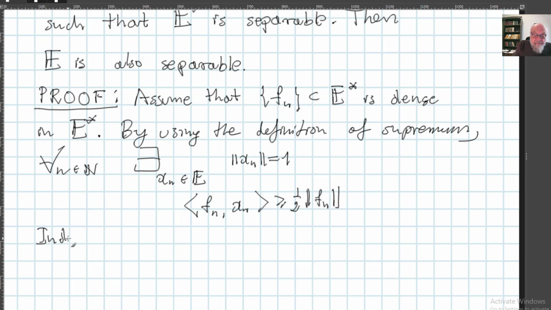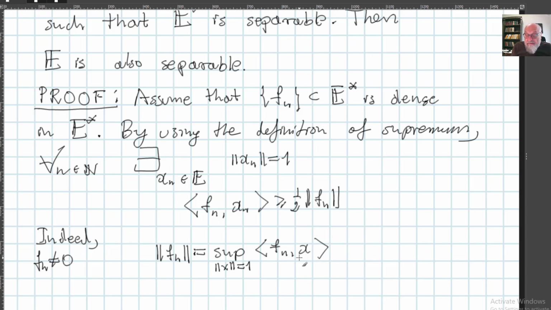Indeed, just explain it. We have here the norm of Fn, and assume that Fn is not equal to 0, right? Then this will be equal to the supremum over x with norm equal to 1 of Fn on x. So for every epsilon, we can take this epsilon to be 1/2. By taking epsilon equals 1/2, there exists an element xn in E.